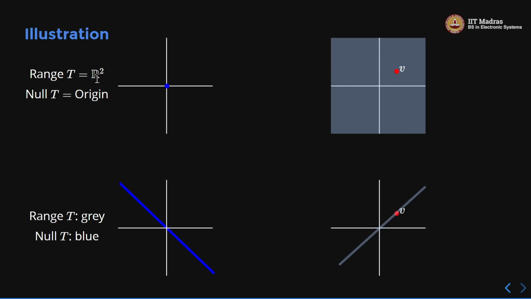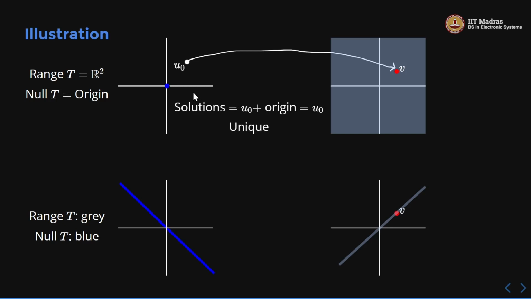I know my range is the entire R2, so I know there is some solution U0. Then it has to come here. I know how to solve the equation. Now, what is my set of all solutions? To U0, I can only add 0. So in this case, the solution is U0 and it becomes unique.